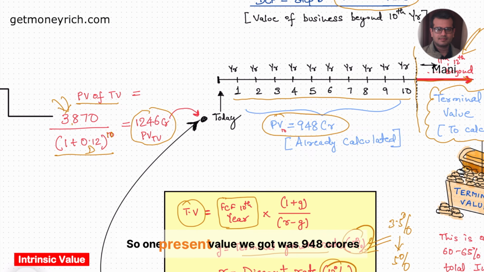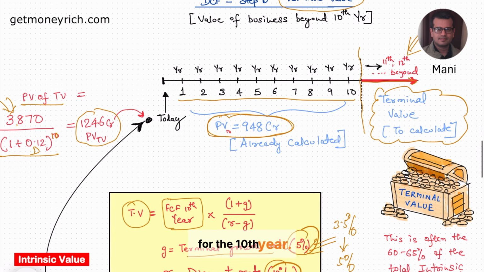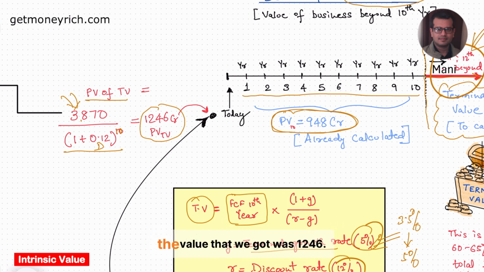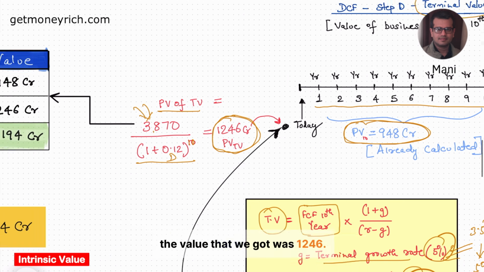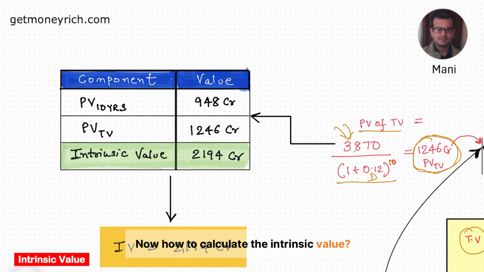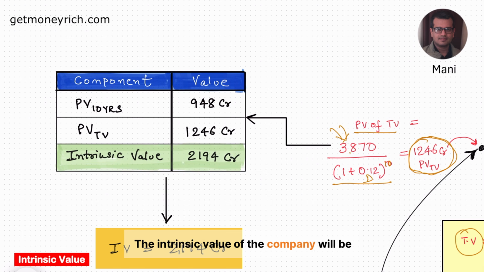So one present value we got was 948 crores for the 10th year, and beyond the 10th year the value that we got was 1246. Now how to calculate the intrinsic value? The intrinsic value of the company will be the present value for the first 10 years and the present value of the terminal value.